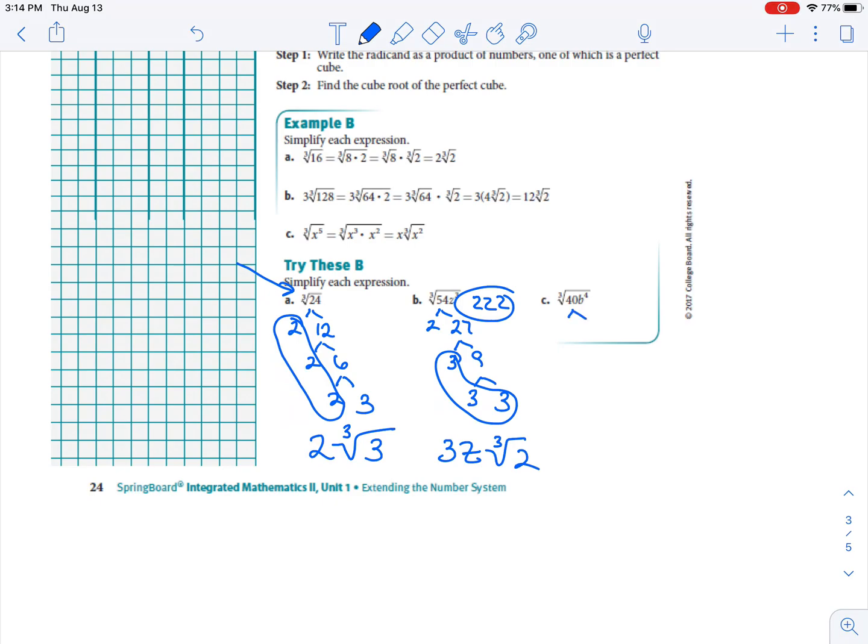Let's do one more. For 40, I'm going to do a 2 and 20, then a 2 and 10, finally 2 and 5, all primes. I have 4 B's this time, so I'll have one group of 3 B's and then 1 B left over. So I've got a 2 coming out and a B coming out, so 2B. Then a cube root of, and then I have a 5 and a B left over. And then if it was a 4th root, we would just look for groups of 4, and if it was a 5th root, we would look for groups of 5.